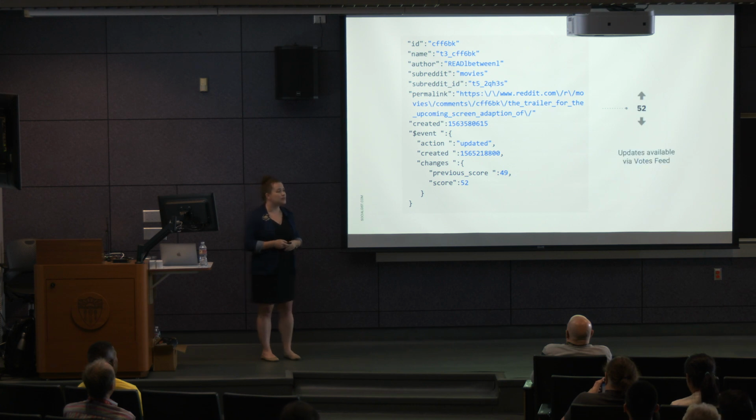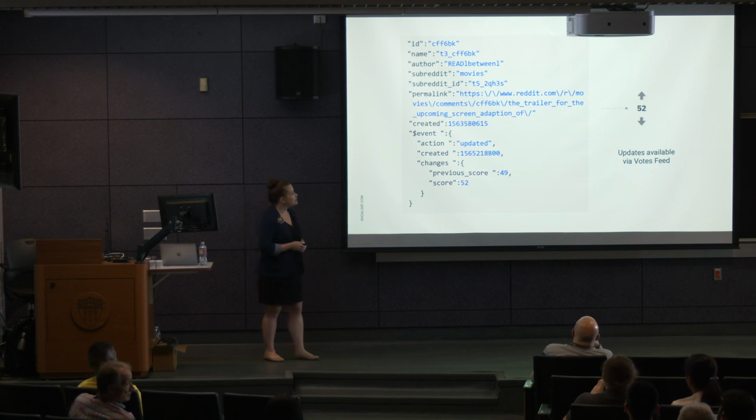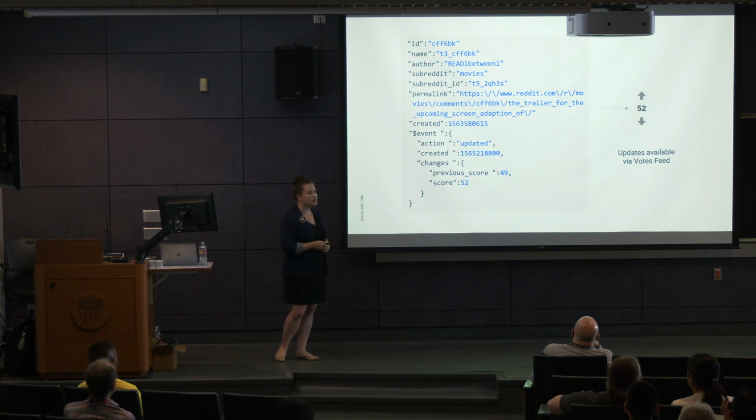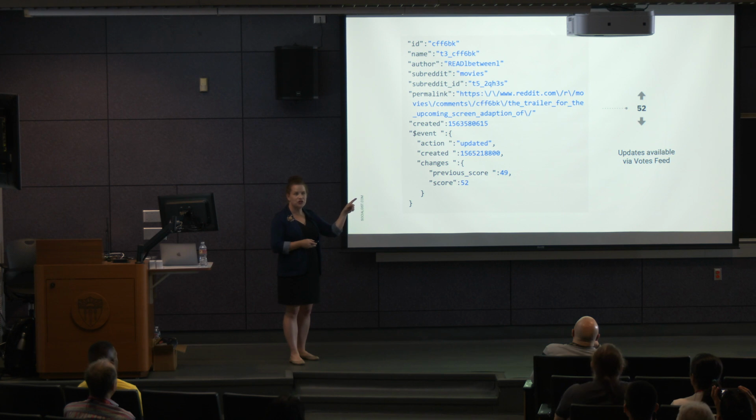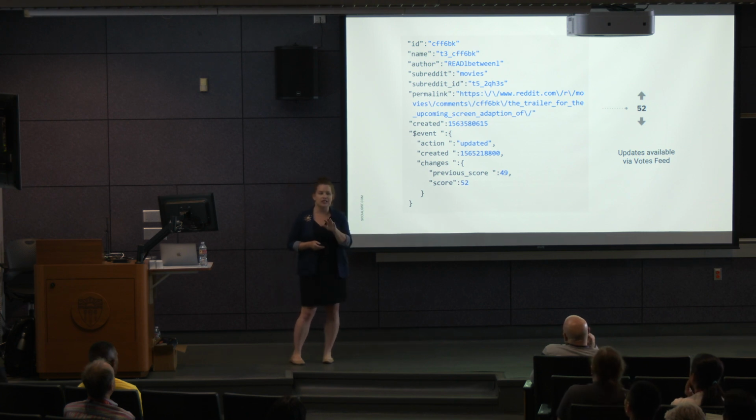And for the votes feed, this is the example payload specific to the feed. You're able to see the current score. At the time that I grabbed this information, this post had a score of 52, and the previous score was 49. So you're able to see which way it's trending, and how much people are engaging with this post. I have several customers who are doing some experimentation around predicting if things will go viral on Reddit, and this is an important metric for those types of projects.